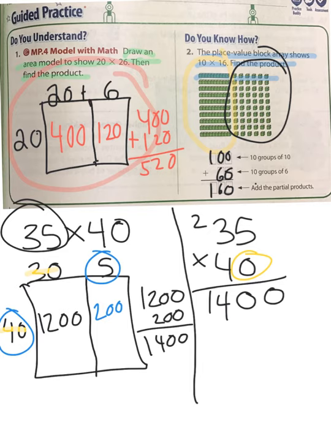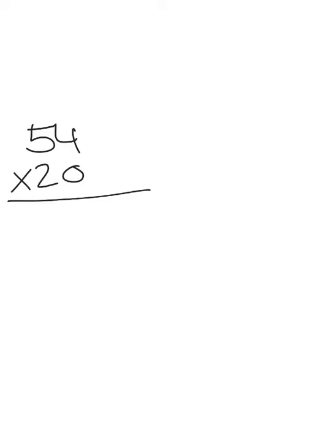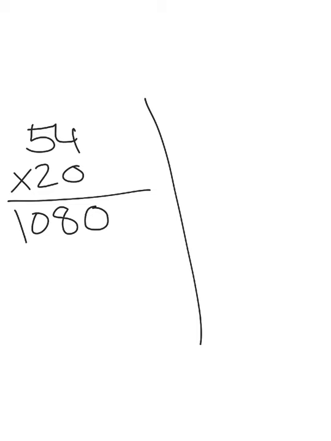We're going to practice with one more. We are going to do the problem 54 times 20. First, this time, we're going to do it the last way I showed you. So you're going to drop the 0, then 2 times 4 is 8, and 2 times 5 is 10.